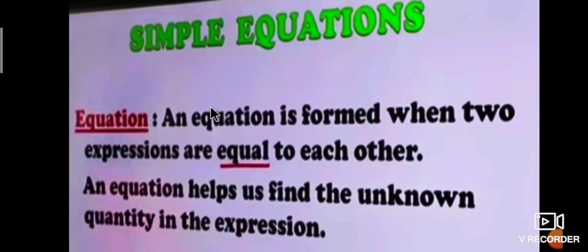Equation definition: an equation is formed when two expressions are equal to each other. When two expressions are equal to each other, this is called an equation. An equation helps us to find the unknown quantity in the expression. So a simple mathematical equation is formed when two expressions are equal to each other.